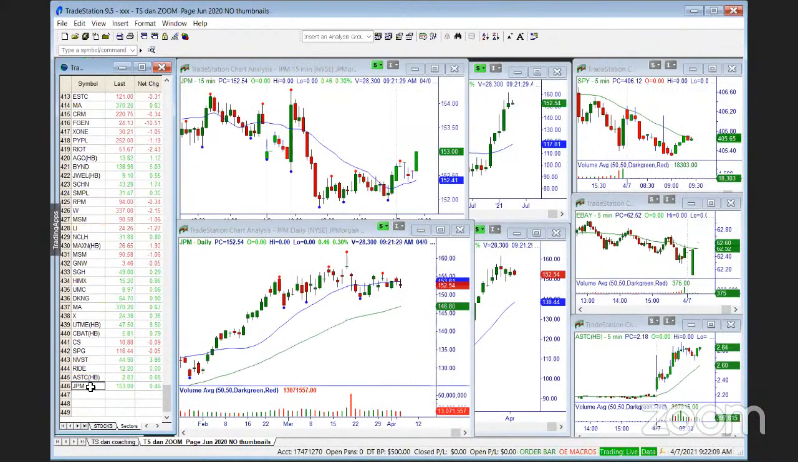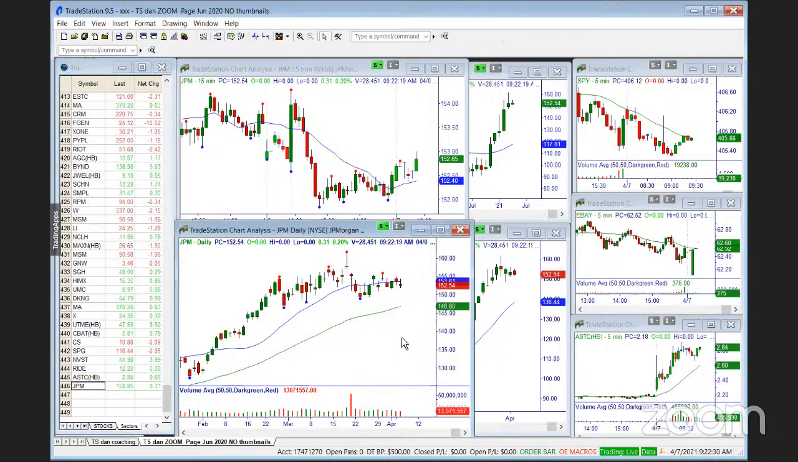JP Morgan, that's the big news this morning. Everyone's blabbing about Jamie Dimon's 68-page report. He says he's bullish as can be until 2023 because of the Fed stimulus and policies. And my only head scratcher is, well, let's look at the Spiders.